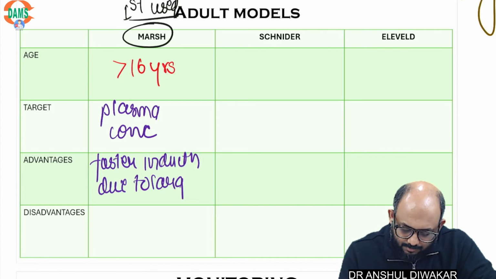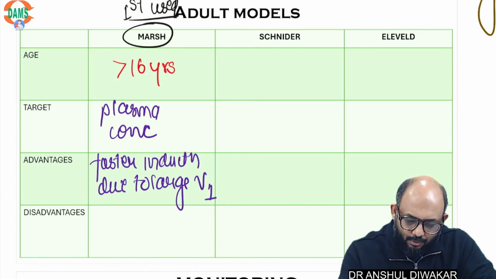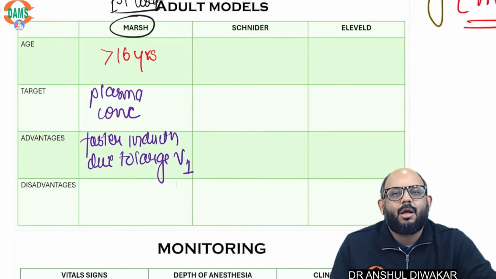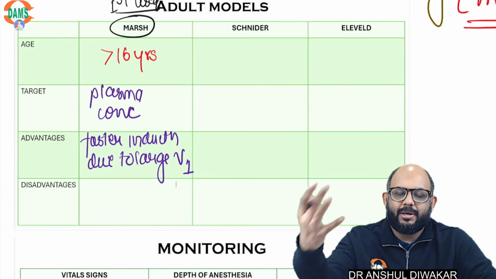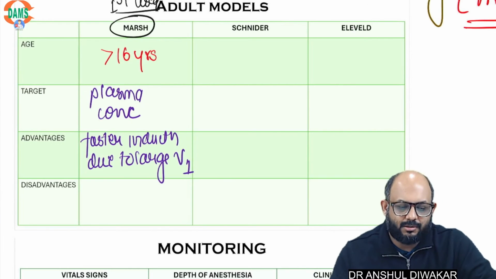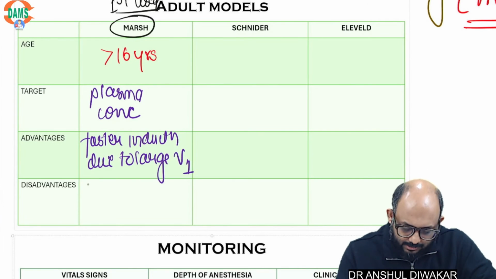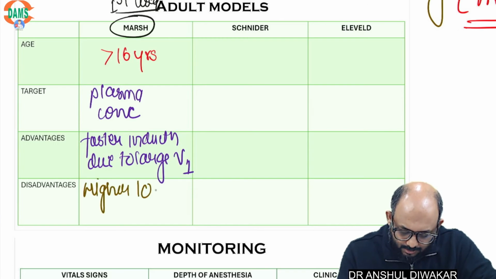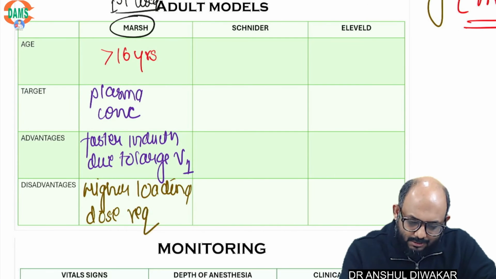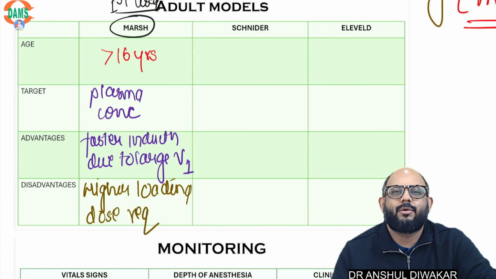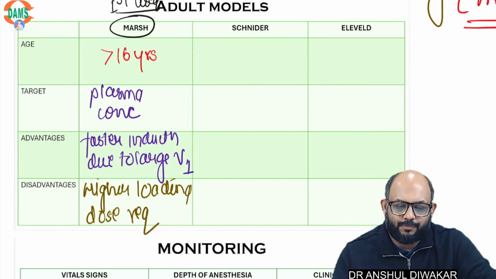इसके कैलकुलेशन में जो सेंट्रल कंपार्टमेंट का वॉल्यूम है बहुत ज़्यादा था. So that is why the induction dose that was calculated was too big and therefore it caused faster induction. But disadvantages क्या हैं कि higher loading dose required. इतने की ज़रूरत नहीं थी, but because it had a large V1, therefore higher loading dose was required.